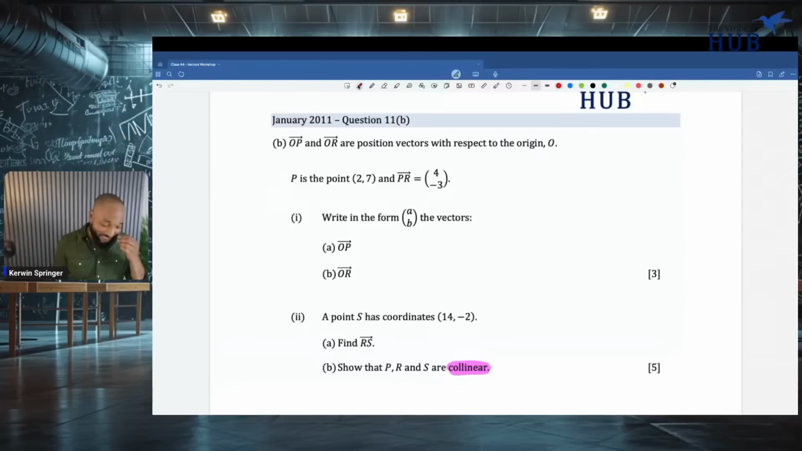We can finish in 12 minutes. This is the coordinate geometry type of vectors. Because I'm not seeing anything drawn, I'm not seeing U and V's and those things. No, it's not algebra geometry.